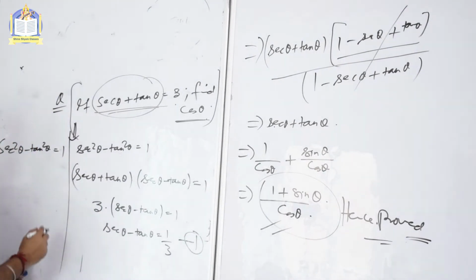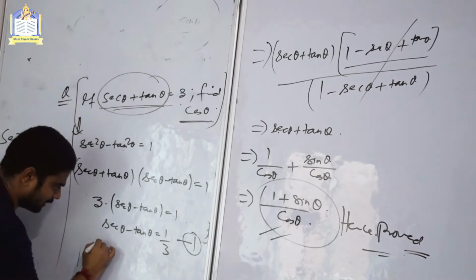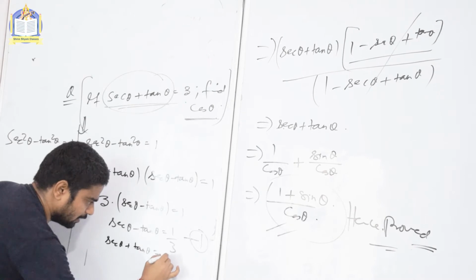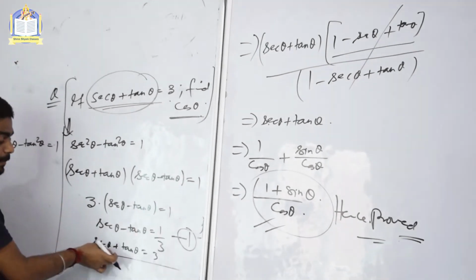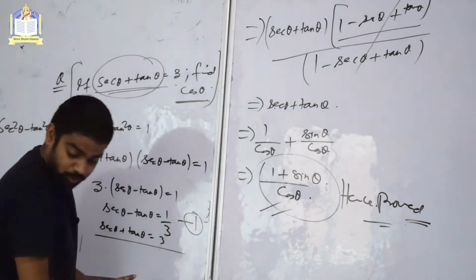Now, sec theta plus tan theta equals 3, and sec theta minus tan theta is 1 by 3. Let us add these two equations.